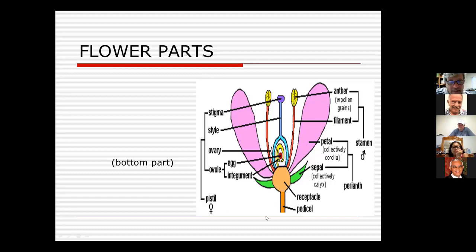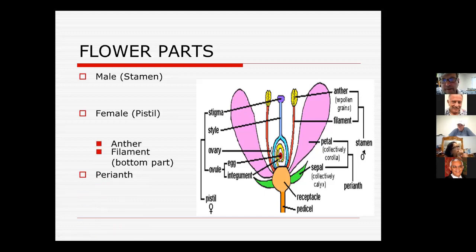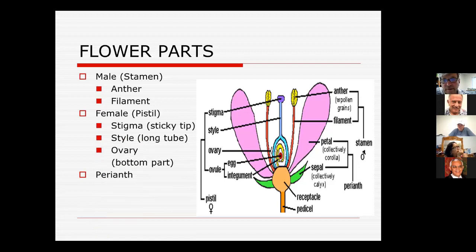So let's look at it in a different picture. Maybe that'll help. But again, the male portion is the stamen with both the anther and the filament, and the female portion is the pistil. And the petals and the sepals are the perianth. So here we go, anther and filament, stigma, style, and ovary, petals and sepals. Nice and fast review of that.